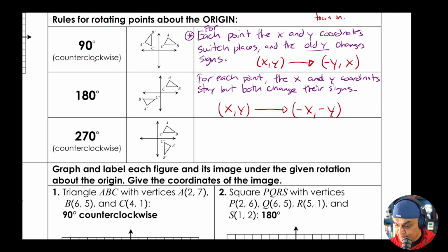For each point, the x and y coordinates switch places, and the old x changes signs. So how does that look when we say old point, x and y, changes to? That's what that arrow means. Arrow means changes to. So the y and x switch places, but the old x turns negative. There you go. Those are the rules.